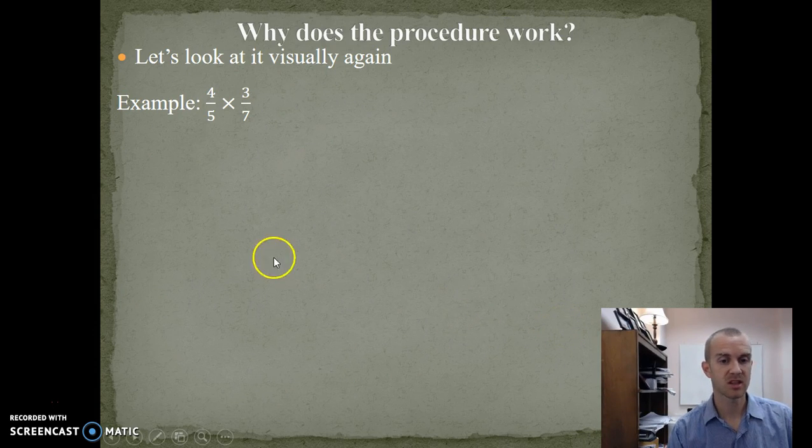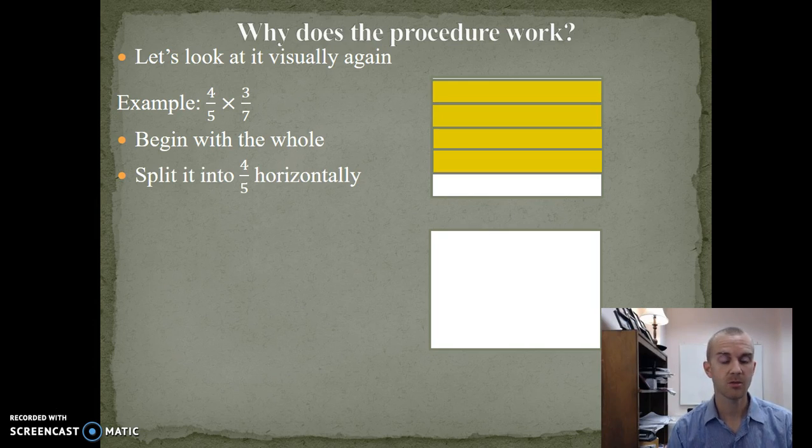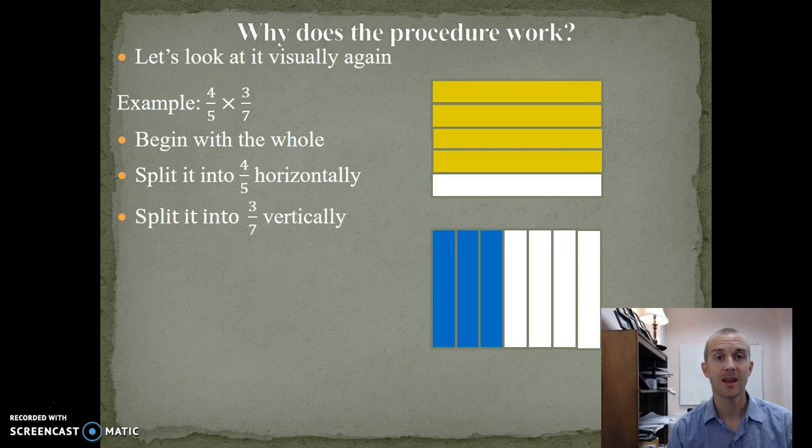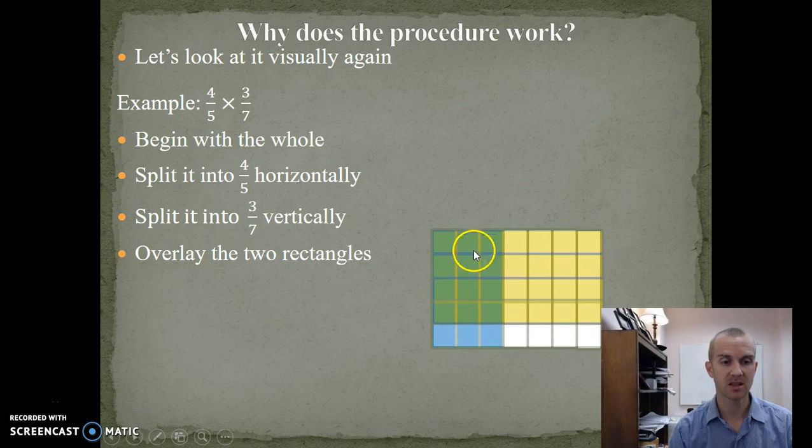So let's look at another visualization. Say we have 4/5 times 3/7. I'm going to start with my wholes. What I'm going to do is create 4/5 on one whole horizontally and 3/7 on the other vertically. Now, if I overlay them on the same whole, watch what happens. What I can see is that I've got a portion here that is double shaded, and that represents the product of my answer. So the double shaded squares represent my numerator, and then the total number of squares represent my new denominator.